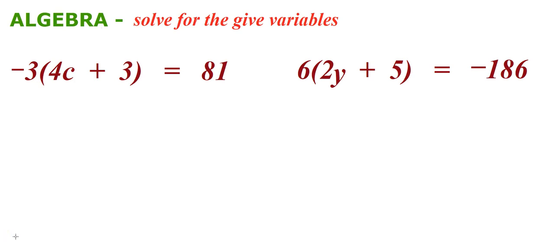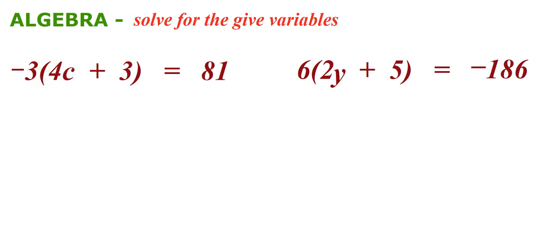We've got a couple of equations here that we need to solve. So we need to solve for the given variable. So let's do that. First job to do, you can see we've got brackets in both of these equations. Now when we start to solve them, the first thing we have to do is multiply out the single brackets. So let's do that in the first case.